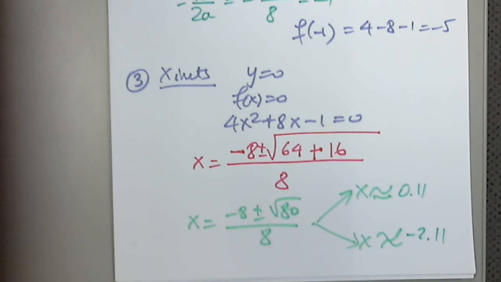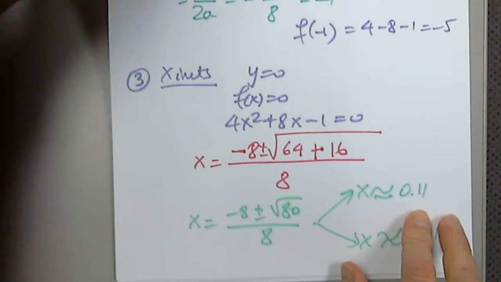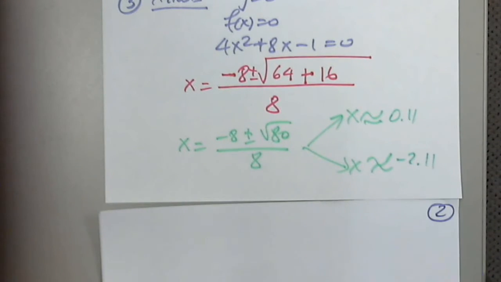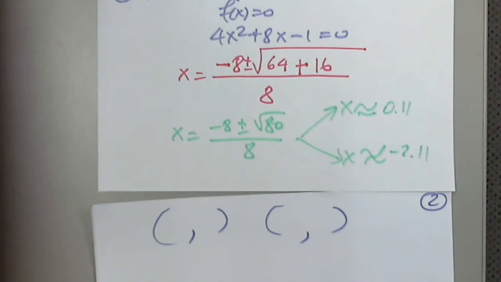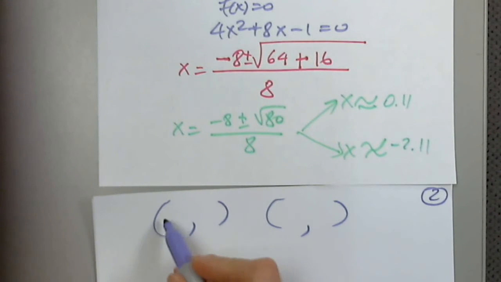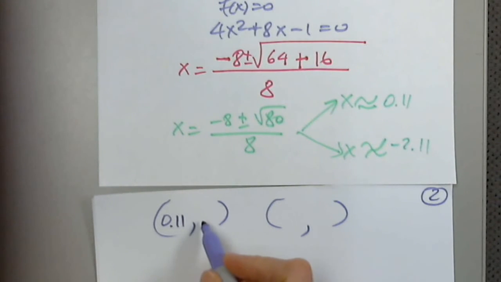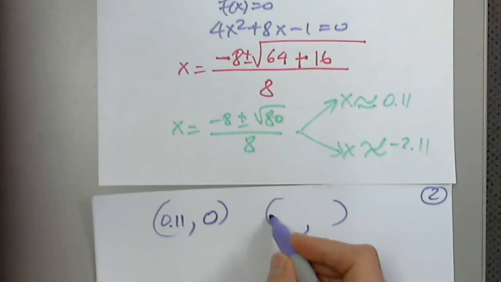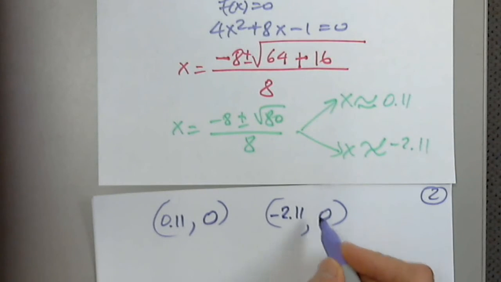if you want 0.12. So now what X intercepts did we find? 0.11, 0 and negative 2.11, 0. Very good.